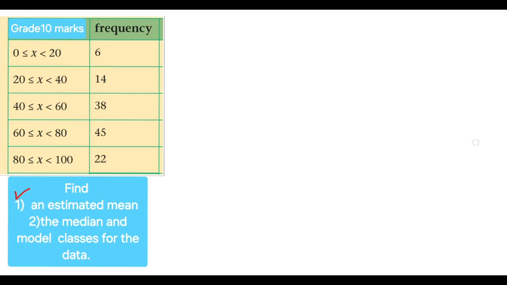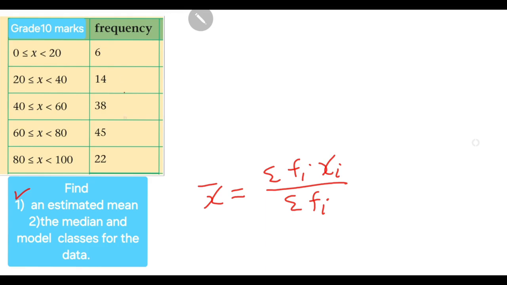So this is frequency f. The formula says the estimated mean x bar is equal to summation fi xi over summation fi. So I need summation fi. These are the fi, I'm going to find summation fi here. I need to add all of these, 6 plus 14 plus 38, and so on. The answer is 125. So I got this one now. So I'm looking for summation fi xi. In order to find this, I need xi. So the xi are the midpoints.